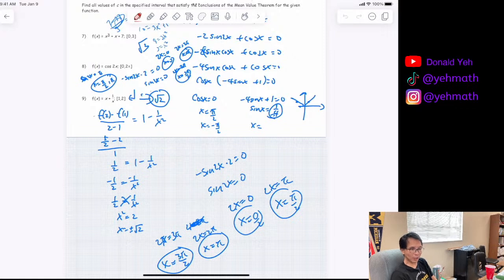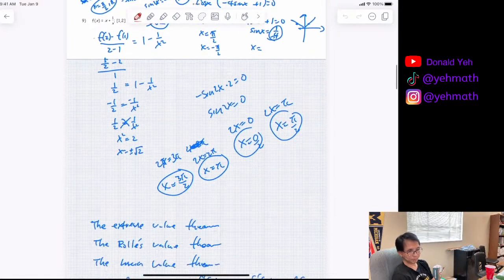Okay, so that's what I got. I take the derivative of cosine 2x, so that's going to be negative sine 2x times 2, and I set it equal to 0. Now, 2x can equal 0, 2x can equal pi, 2x can equal 3 pi. If I solve each individually, I'm going to get 3 answers. Or I can use the double angle identity: 2 sine x cosine x equals 0, sine x equals 0, cosine x equals 0. You get 3 different answers.